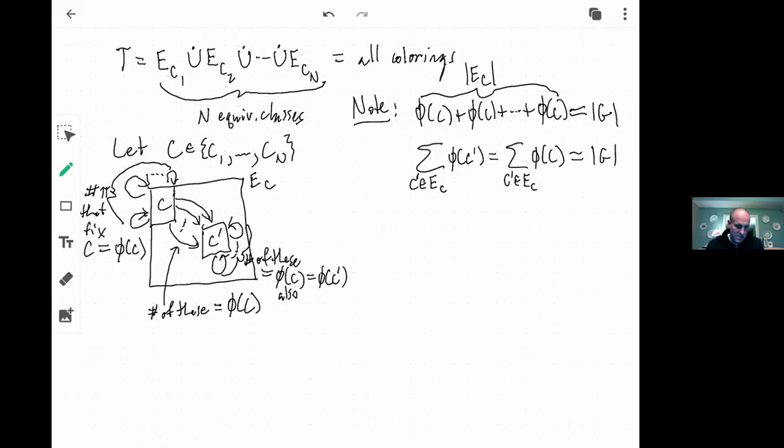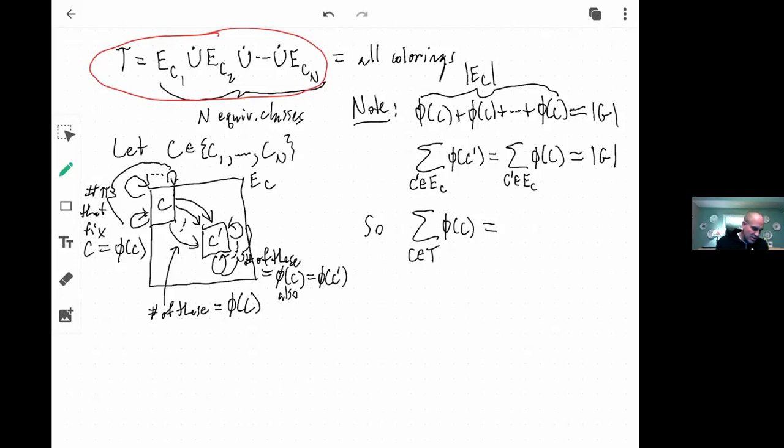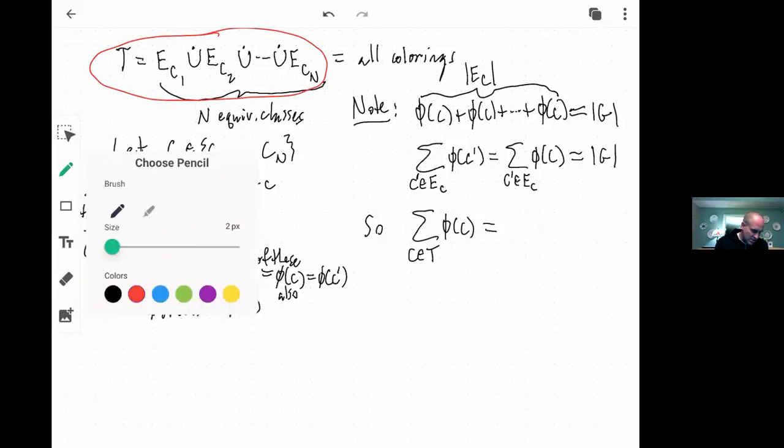All right, well, why does that matter, or why is that helpful at all? Well, because of this, right? So watch what happens. This is the amazing punchline of all of this. What happens if I sum over all colorings phi of C? What happens if I sum all of those together? Well, we know that T, what did we do up here? We wrote T as a disjoint union of all this junk. Remember that? So really I can just go through each one of those equivalence classes of colorings.